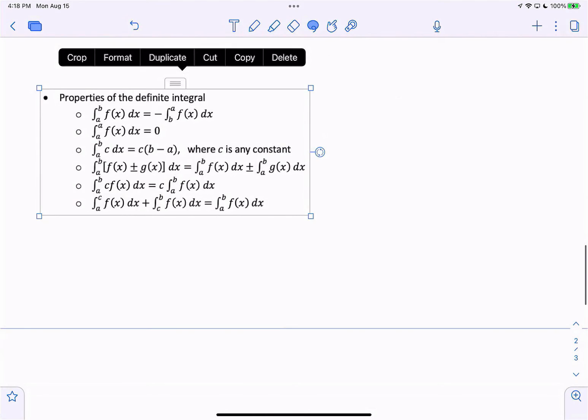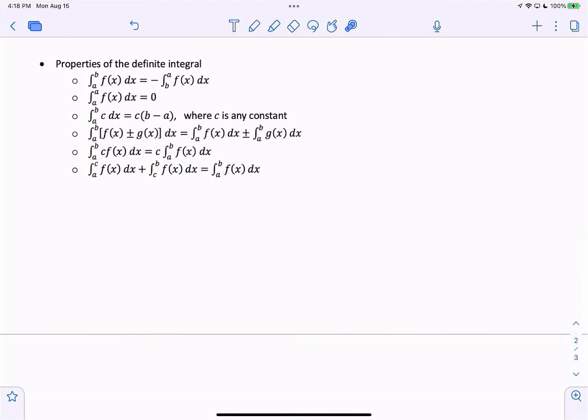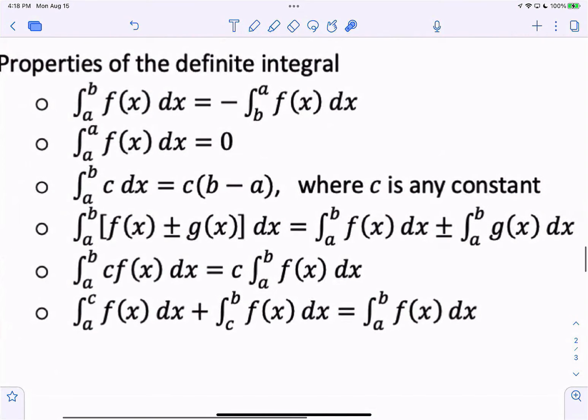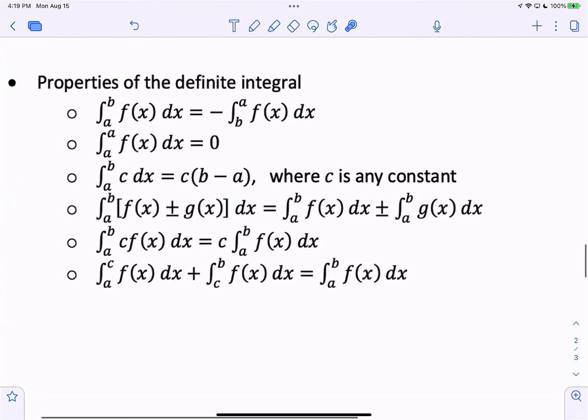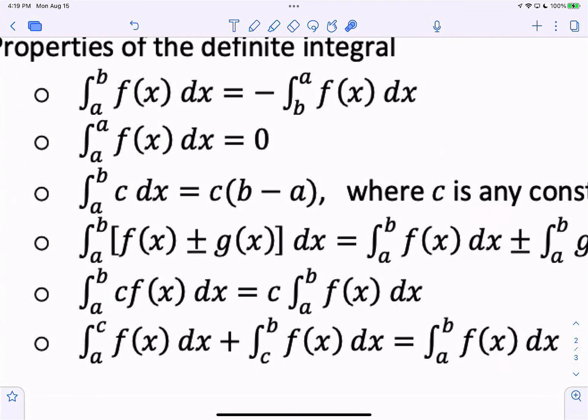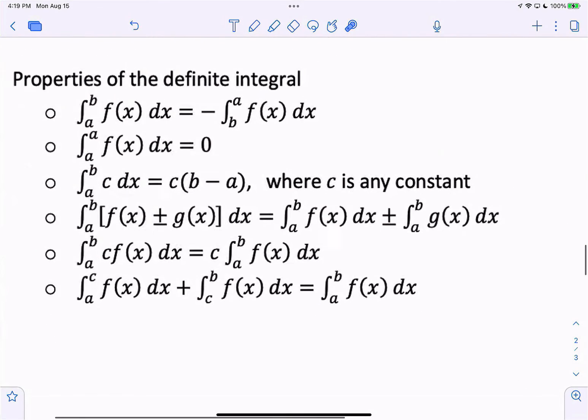Now there are properties of the definite integral. I know this is a lot to look at. The first one says that I can reverse the limits of integration, a b, b a, as long as I make the result negative. If the upper and lower limits match, the integral from a to a of anything is 0. Well, there's no width, if you think about things in terms of rectangles.